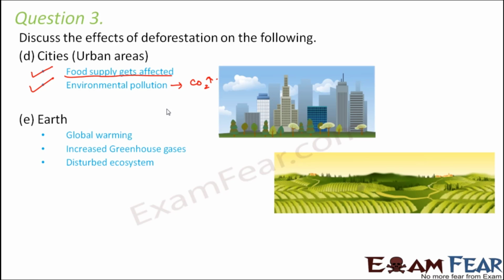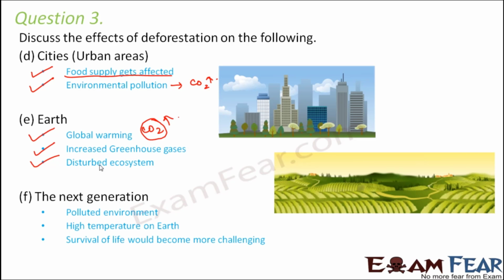On the earth as a whole, it will cause global warming, again due to increased level of carbon dioxide, increased greenhouse gas, because carbon dioxide is a very significant greenhouse gas. It will also disturb the entire ecosystem, that is the dependency of different living organisms on each other, so that will get disturbed.